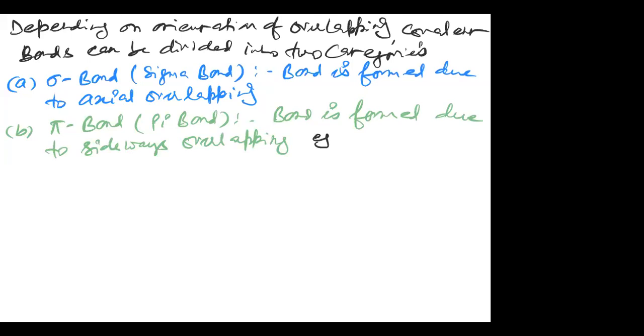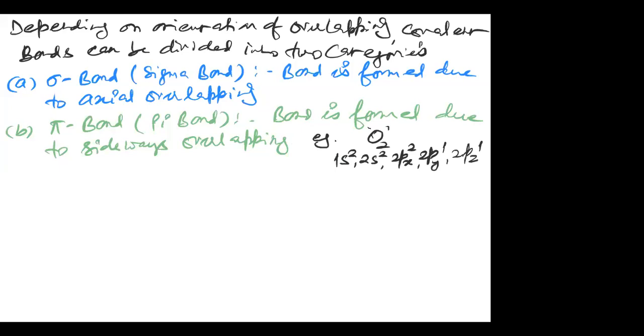For example, if we have O2, formation of O2, the oxygen electronic configuration is 1s2, 2s2, 2px2, 2py1, 2pz1. So it has two half-filled p orbitals here.